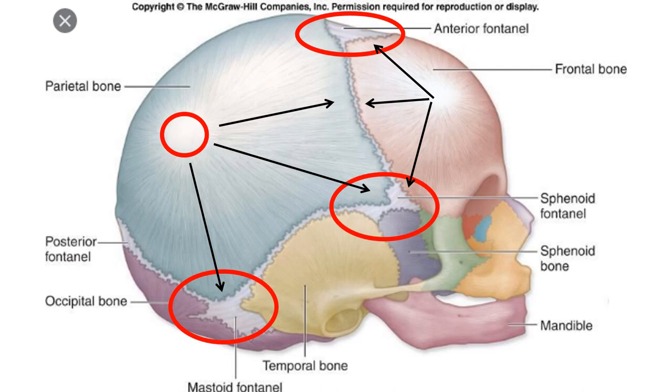That is 1.5 years. Therefore, if you see a child whose age is less than 1.5 years, you put your hand on the head and you can see that there is a soft area. This is the anterior fontanelle.